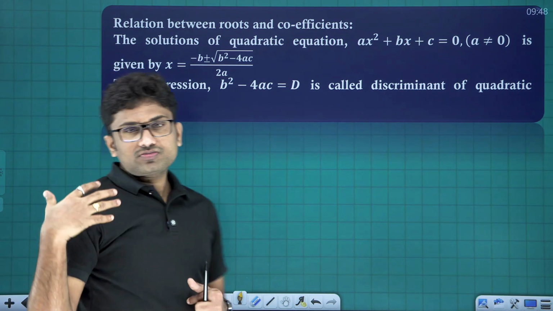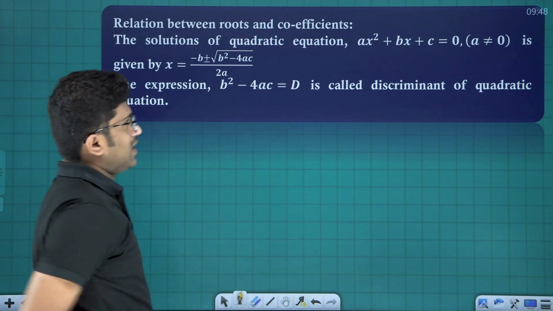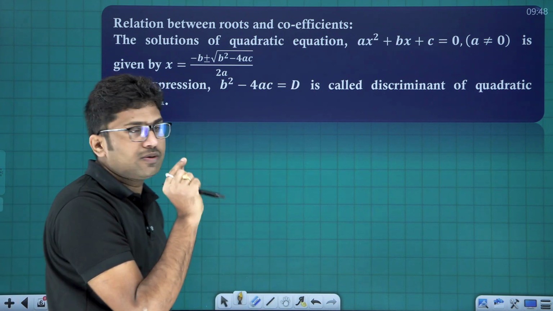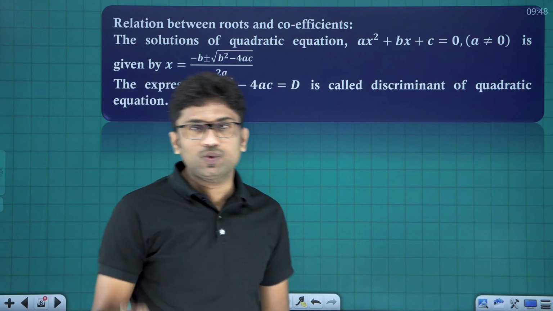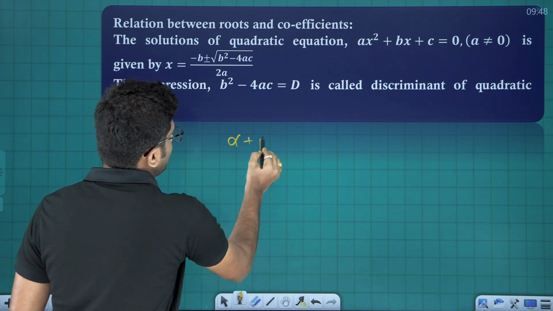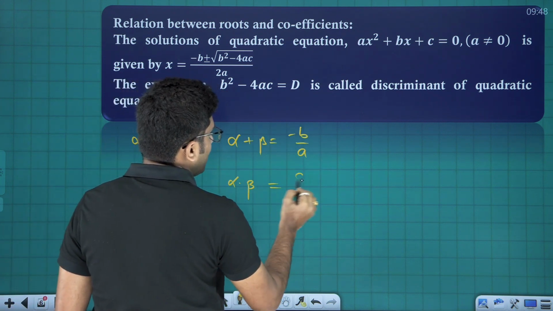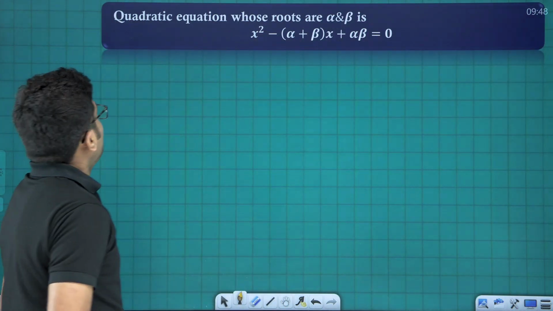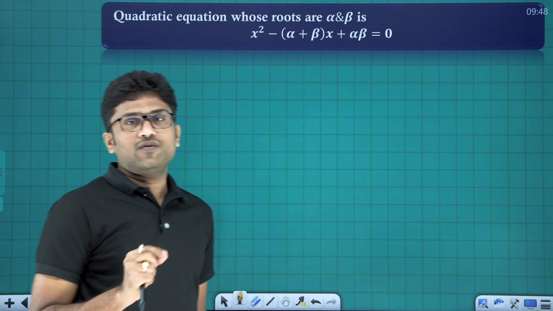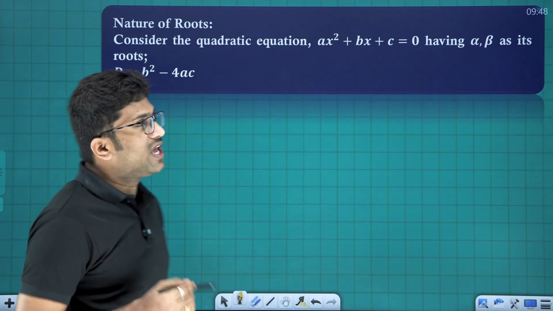Relation between roots and coefficients of a quadratic equation. We all know, friends, ax square plus bx plus c is equal to 0. We found the roots by using the quadratic formula, minus b plus or minus root b square minus 4ac, by 2a. If alpha, beta are the two roots, then the sum of the roots is equal to minus b by a. The product of the roots is equal to c by a. The quadratic equation whose roots are alpha and beta will be x square minus x into alpha plus beta, plus alpha into beta, is equal to 0.